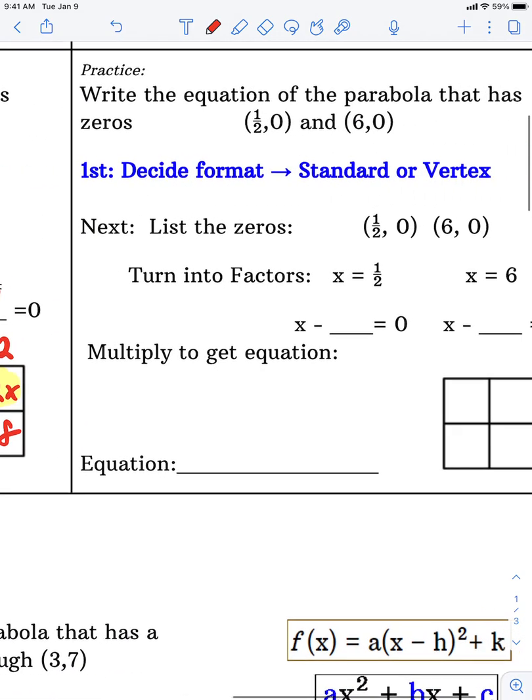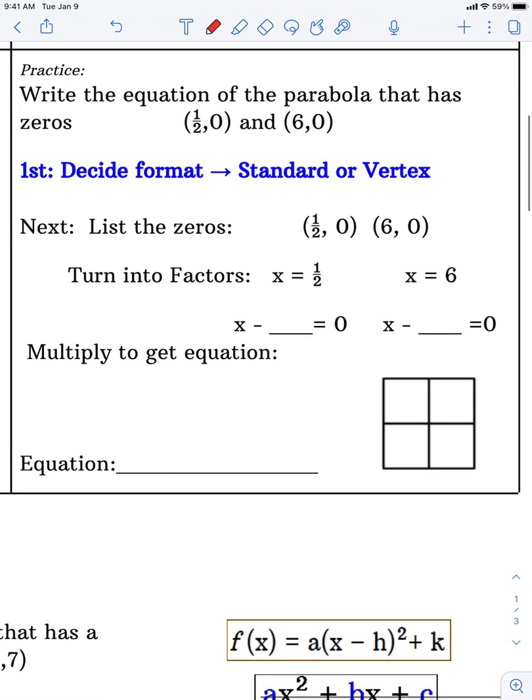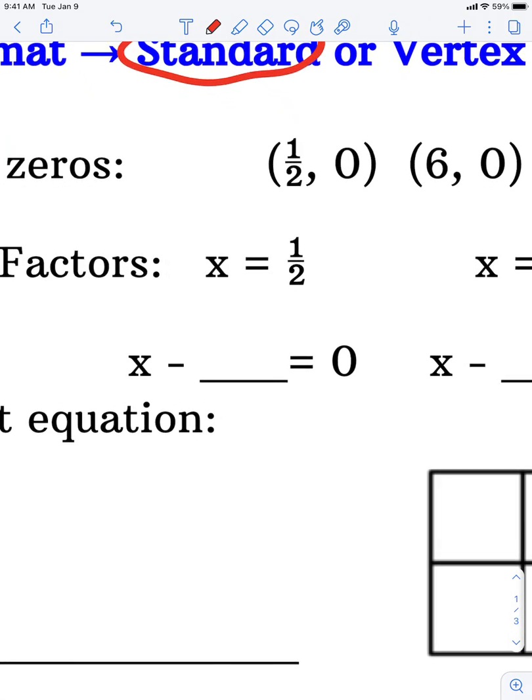Look at this one, though. Again, write the equation of the parabola that has zeros of 1/2, 0, and 6, 0. Uh-oh, fractions. It's okay. We have the zeros again, so we're going to do standard again. We're going to work backwards just like we did before. If this is a positive 1/2 right here, we would have to subtract 1/2. So this would change into x minus 1/2 equals 0.